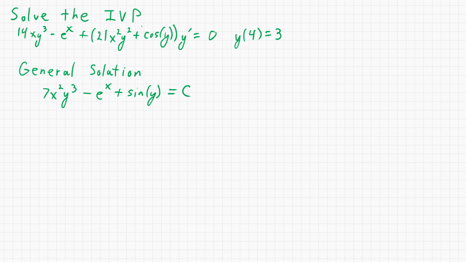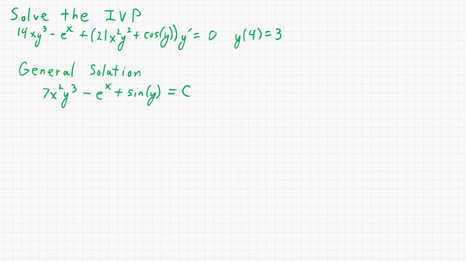Solve the initial value problem. So this is going to be a pretty quick example here. In the previous example, we actually solved this exact equation, and the only difference now is we have an initial condition. So our y when x equals 4 is equal to 3.